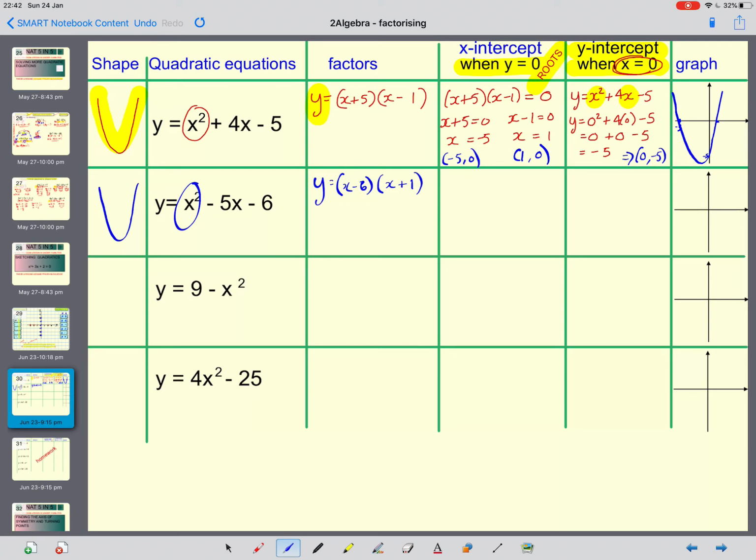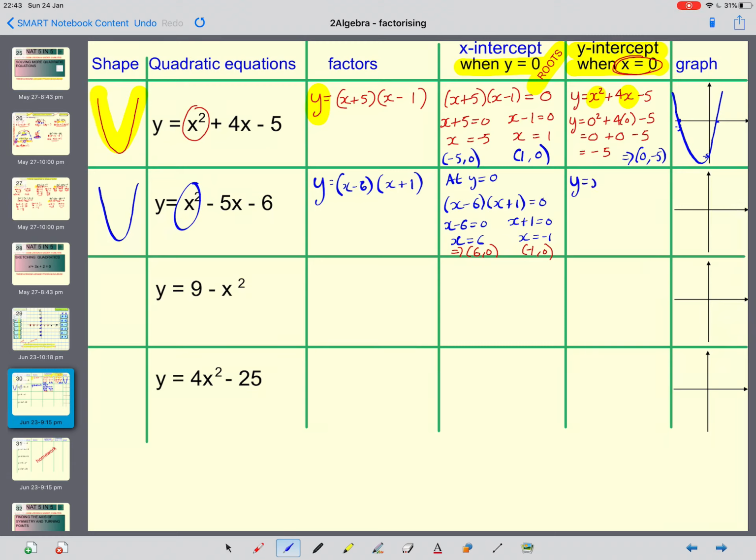And then you're going to find the roots. So basically you're making y equal to 0. I'm just going to write y equals 0. So x take away 6 equals 0, so x equals 6. x add 1 equals 0, so x equals negative 1. And again, if you want to just write that in terms of coordinates.